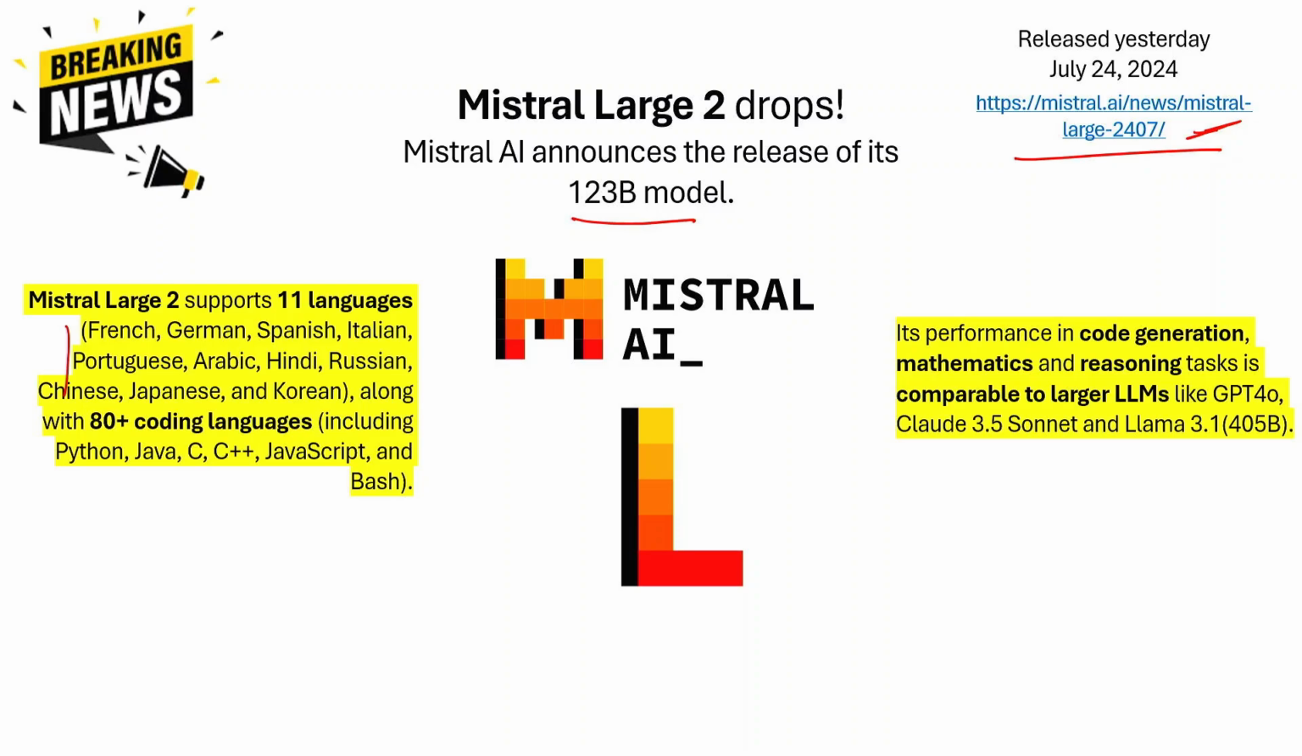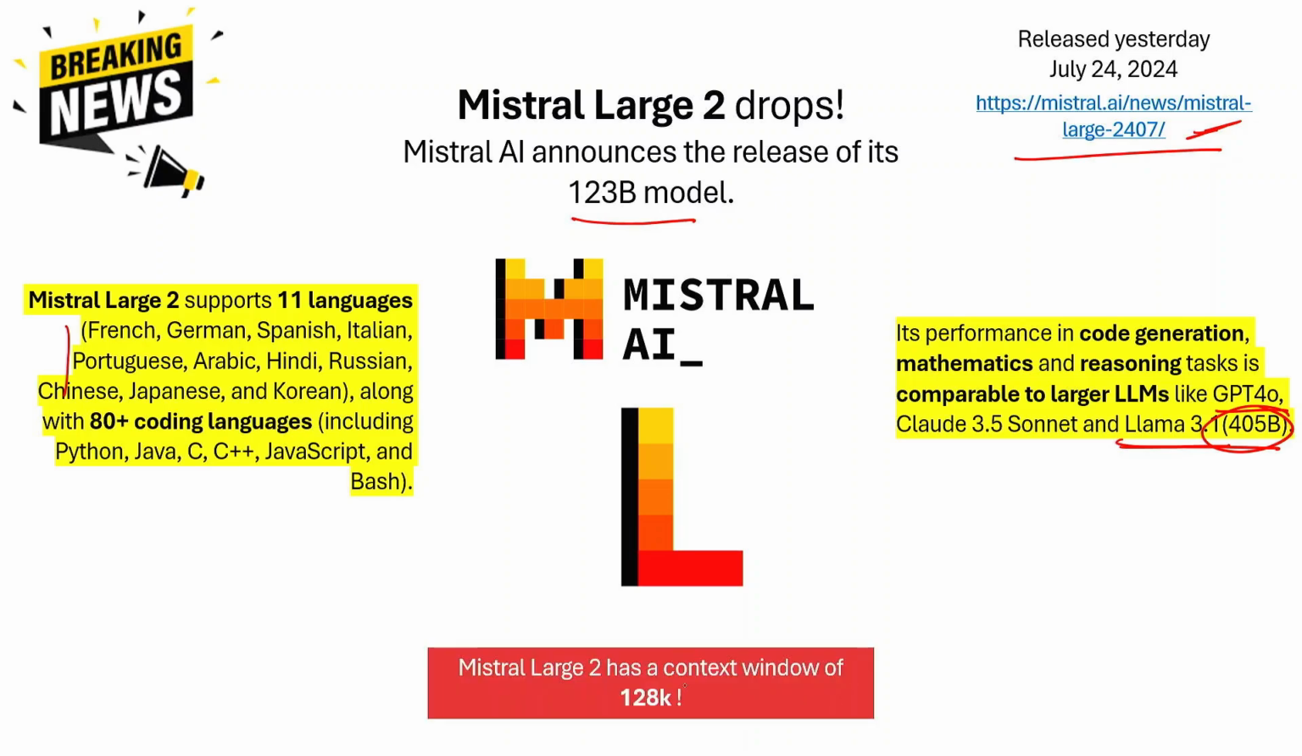The model has already been tested and compared with Llama 3.1, which was introduced just 2 days back. The largest Llama model was used for comparison, and it shows comparable results on code generation, mathematics, and reasoning tasks. So it is comparable with respect to Llama 3.1, GPT-4o, Claude 3.5 Sonnet, and so on. The context size is 124K.